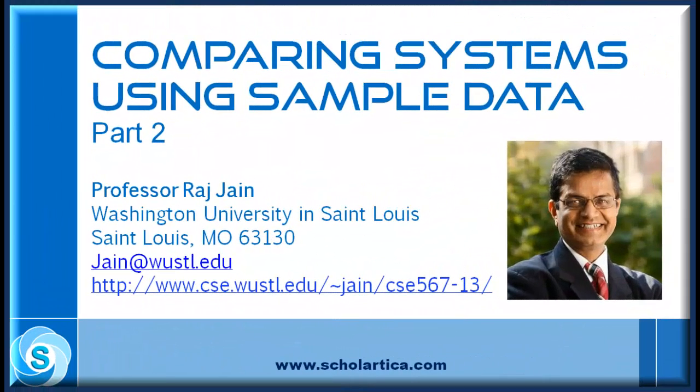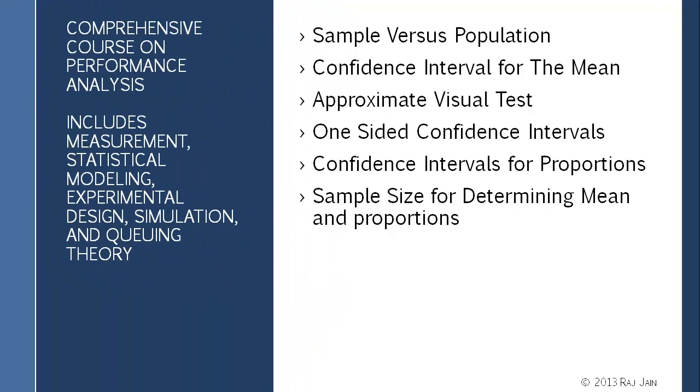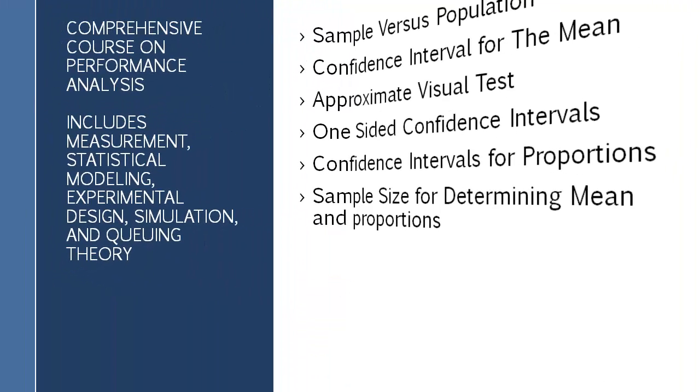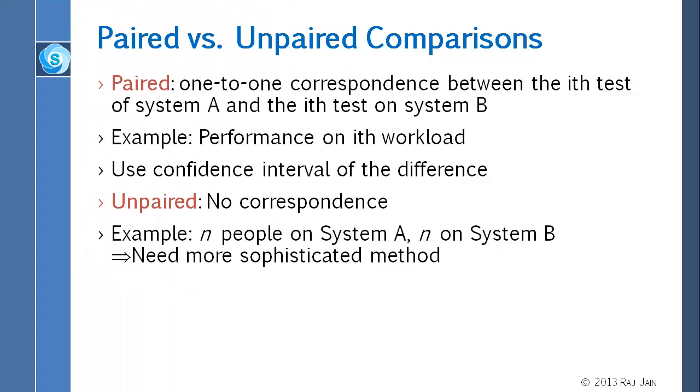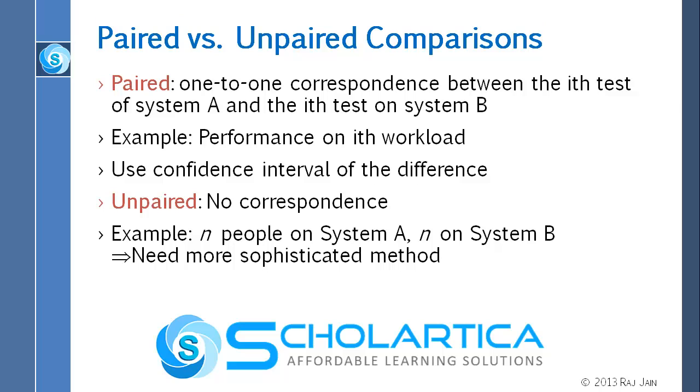Let's talk about using the confidence interval for comparing systems. We already saw a few examples where we compared two systems and said they are really identical, even though the sample mean is 1 point something, because that confidence interval includes 0. So we are going to use that kind of thing to compare systems. But before we really use it, we have to understand a difference between what we are talking about.